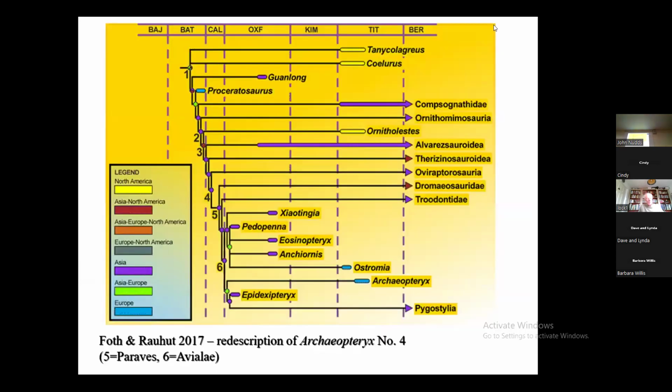And I know you don't like any talks without a cladogram. So there is Ostromia on the cladogram, nested with these Anchiornithids. These are all Chinese genera, but including that Tithonian Ostromia and a little bit earlier than Archaeopteryx. And these are essentially the modern birds, the Pygostylia. So that's essentially all of the modern birds.